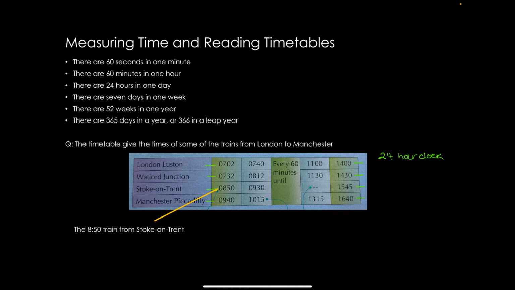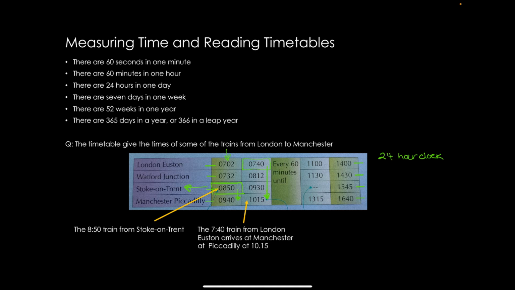So this one says, this means basically that the 8:50 train from Stoke-on-Trent, okay? So when there's a time next to a place, it's saying that you can get that train from Stoke-on-Trent at that time. And it goes to Manchester Piccadilly and arrives at 9:40. Okay? So it goes downwards like that. Now then, this is showing you that the 7:40 train from London Euston arrives at Manchester Piccadilly at 10:15.